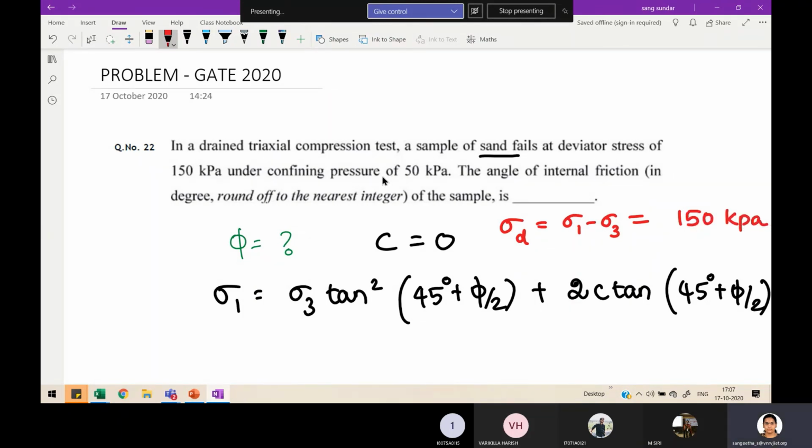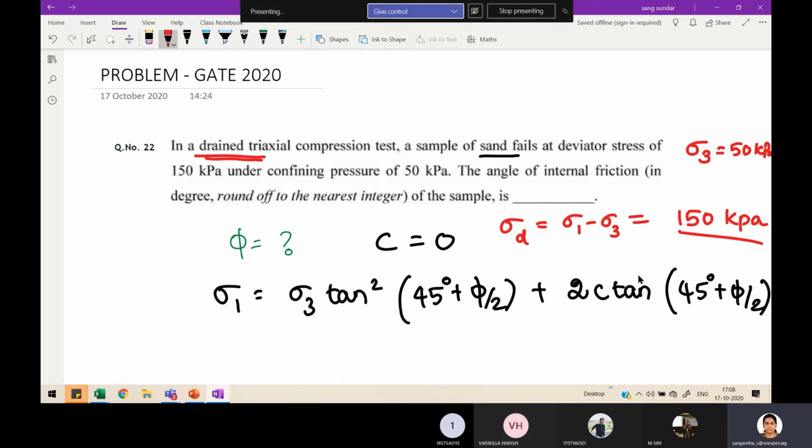Okay, and confining pressure, which is sigma 3. So sigma 3 is equal to 50 kPa. How much is the pore water pressure? Pore water pressure is 0 because it is a drained test. So pore water pressure is 0. So sigma 3 is known. Sigma 1 minus sigma 3 is given. They are asking you how much is your phi.